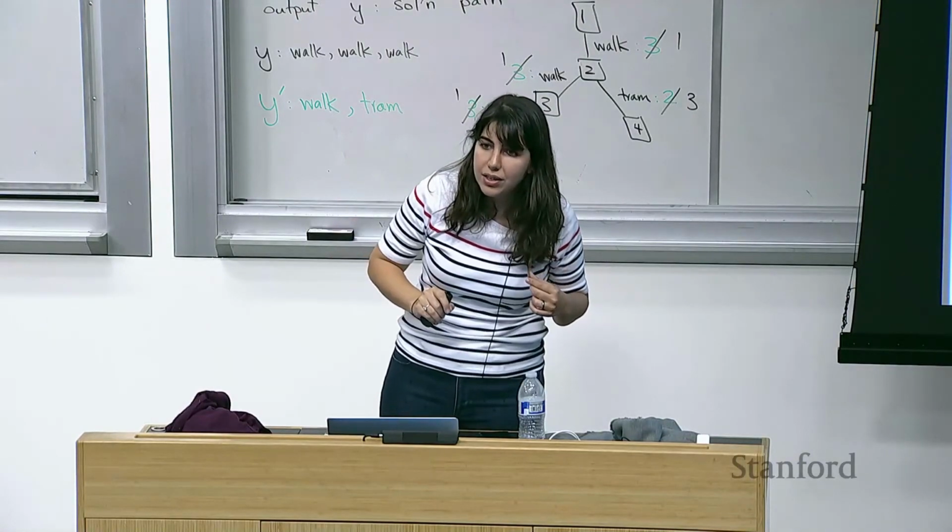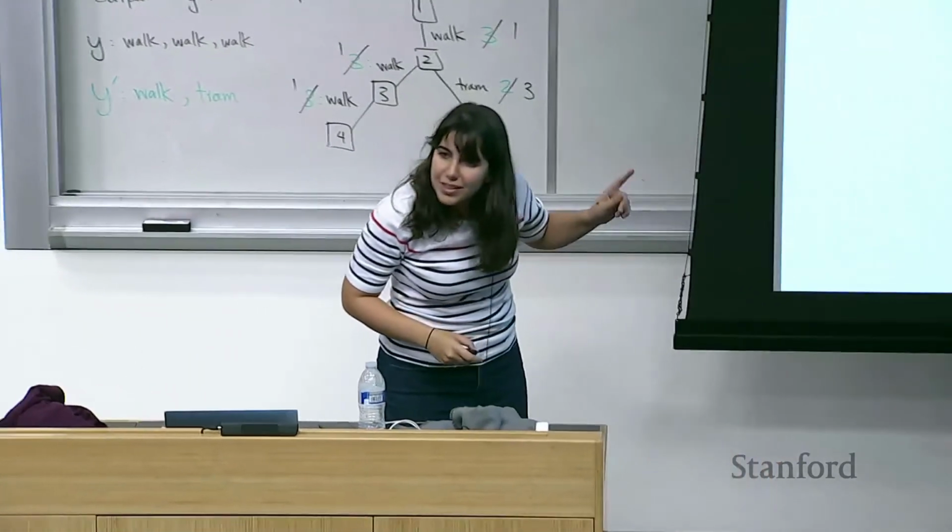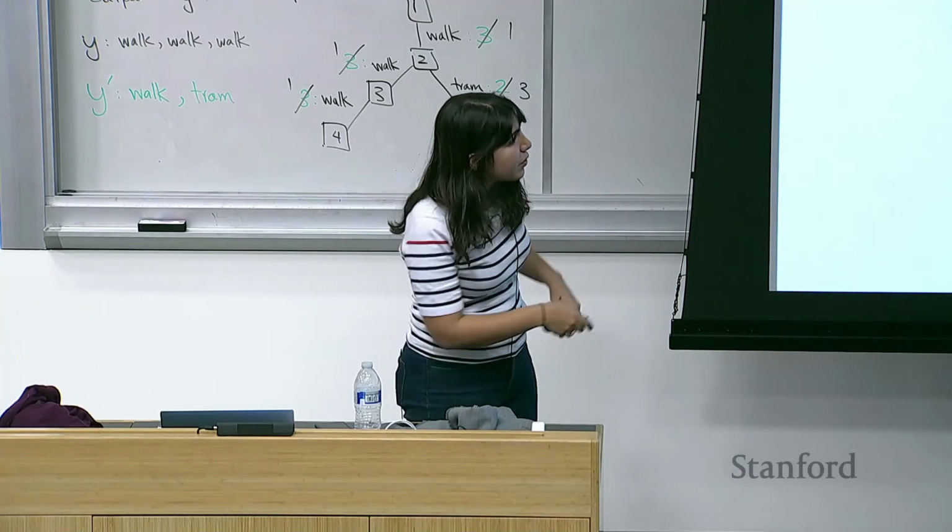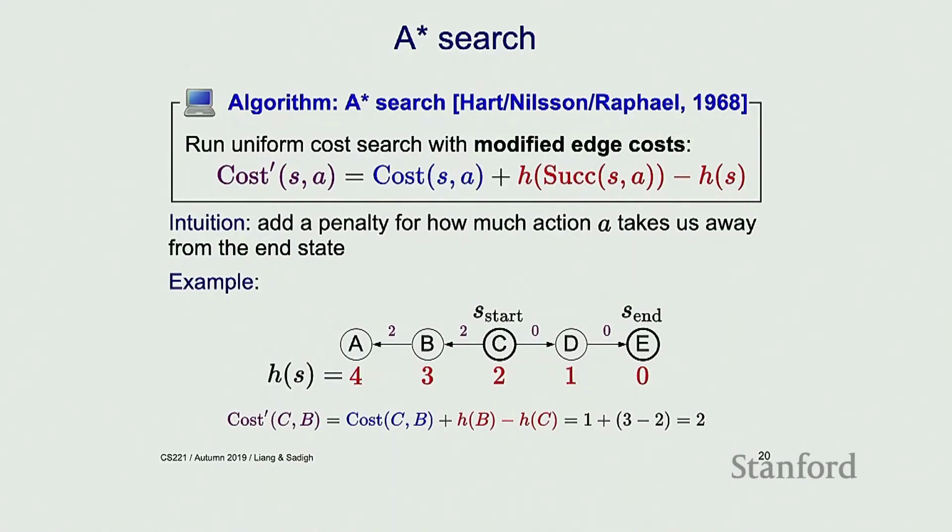Why is cost of CB 1 here? Hold on, my ears are really bad, so speak up. So cost of CB. I see what you're saying. That's what we started with. This is the graph that I started with. I started with the blue cost being all 1. But now I'm saying those costs are not good. I'm going to update them based on this heuristic so I can get closer to the goal as fast as possible.